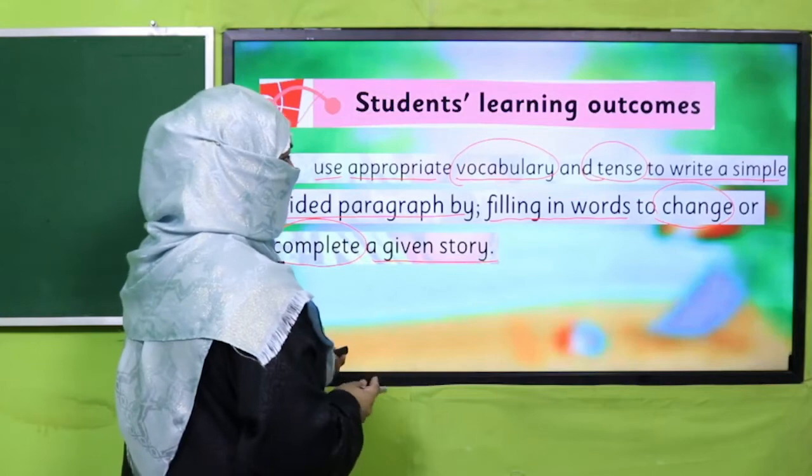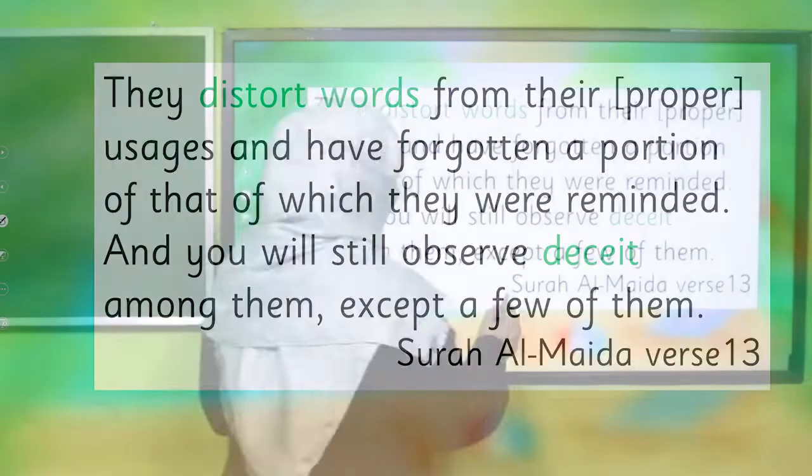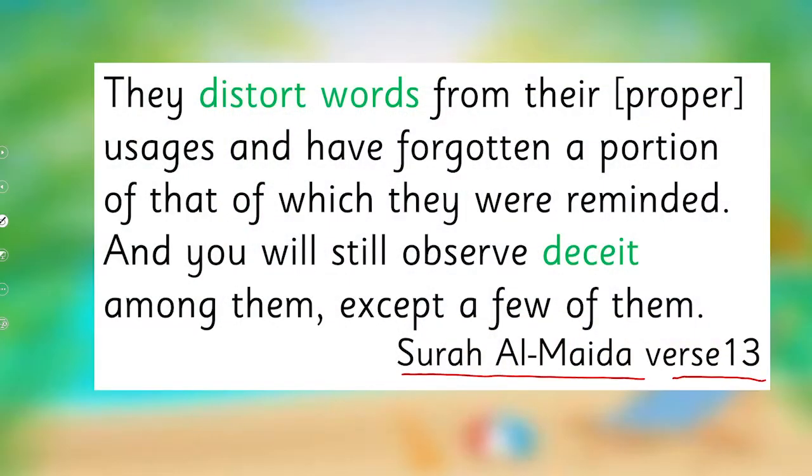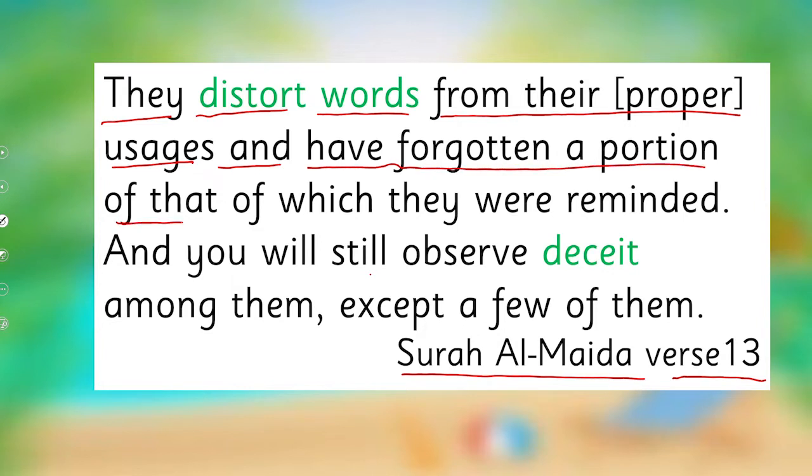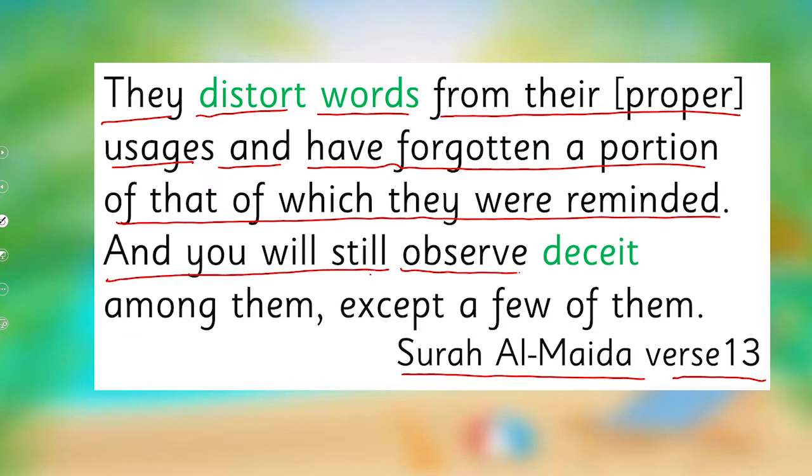Let's start with the name of Allah subhanahu wa ta'ala. Allah mentions in Quran, Surah Al-Ma'idah, verse 13, they distort words from their proper usage and have forgotten a portion of that of which they were reminded. And you will still observe deceit among them, except a few of it.